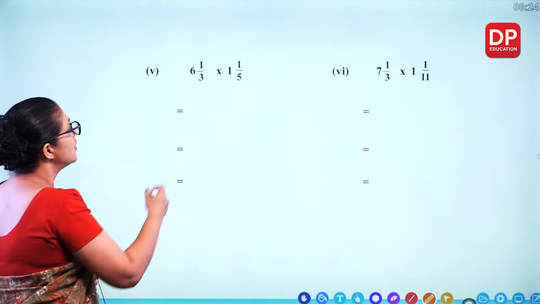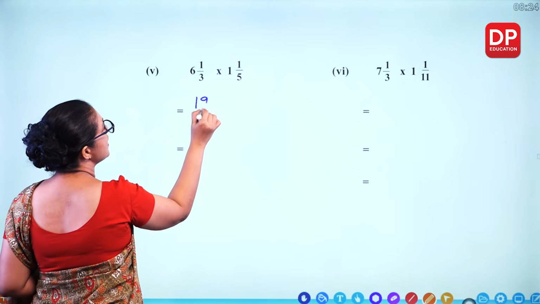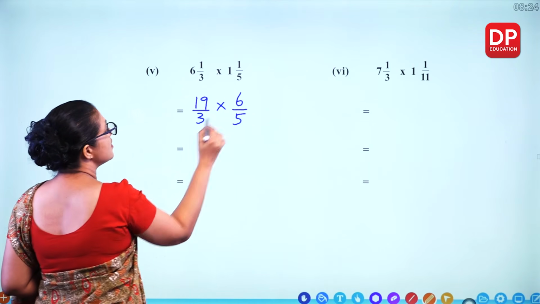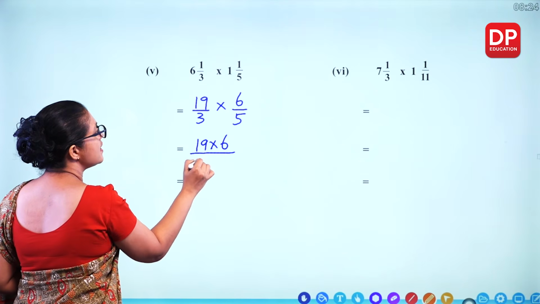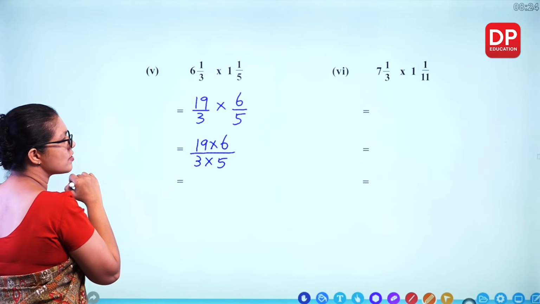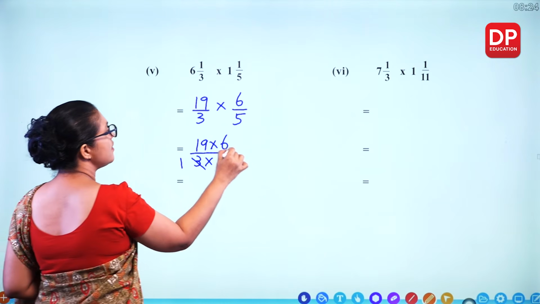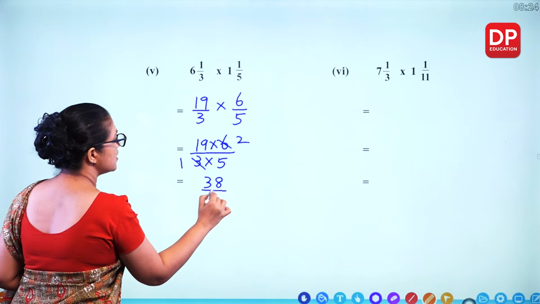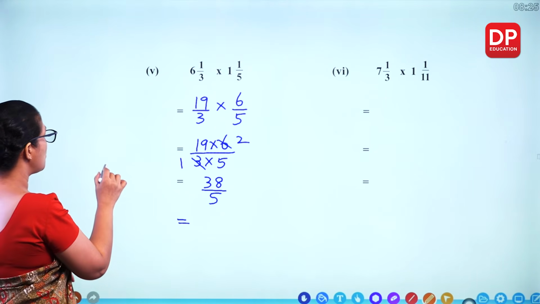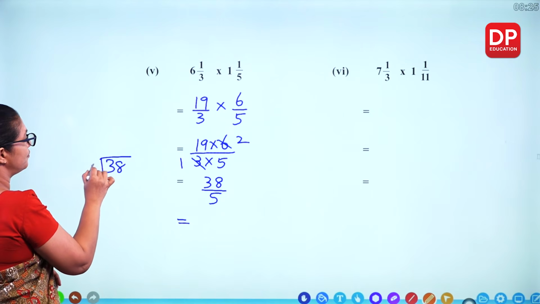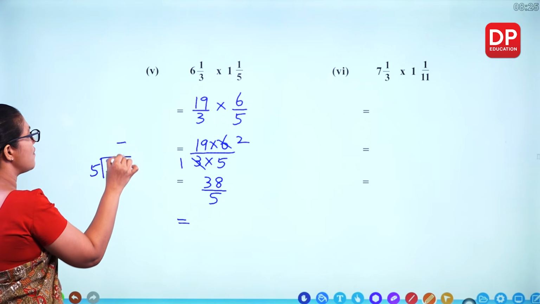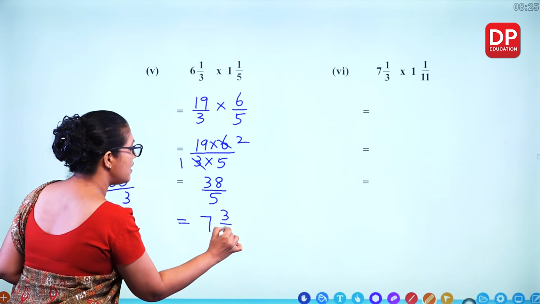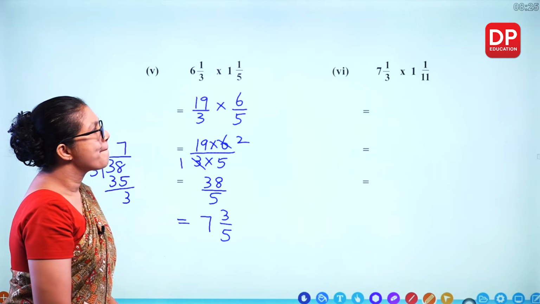This one, 3 times 6, 18 plus 1, 19. 5 times 1, 5 plus 1, 6. Now multiply the numerator separately, denominator separately. Cross out the common factors, 3 and 1, 3 and 2. So 19 times 2, 38. Divide by 5. Convert to a mixed number with long division. 5 times 7, 35. 3 remaining. So 7 and 3/5.